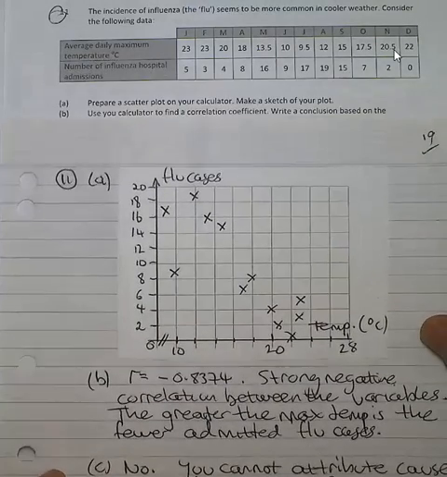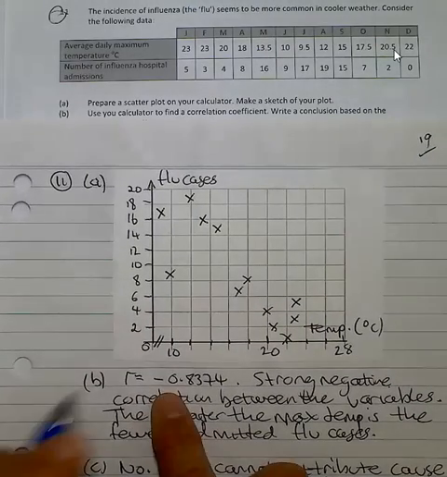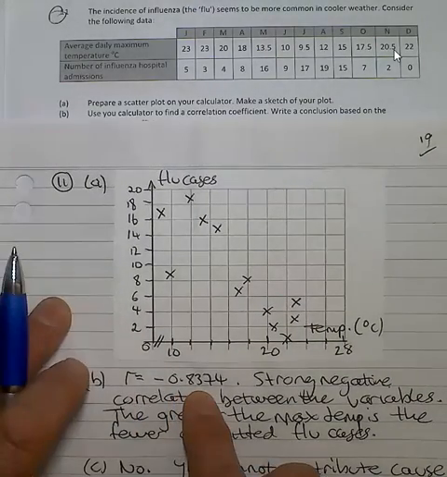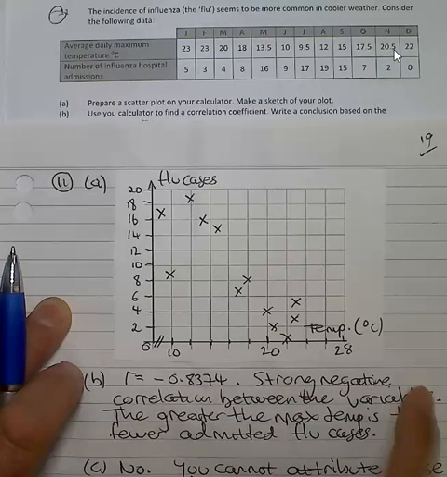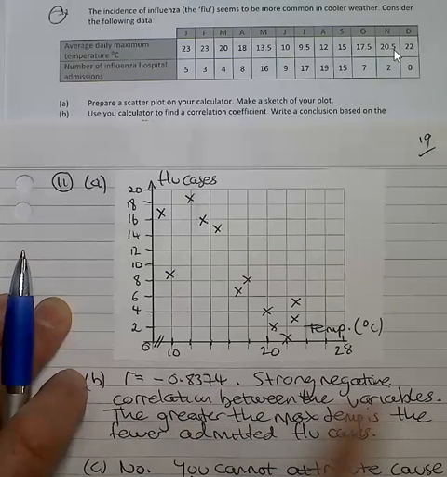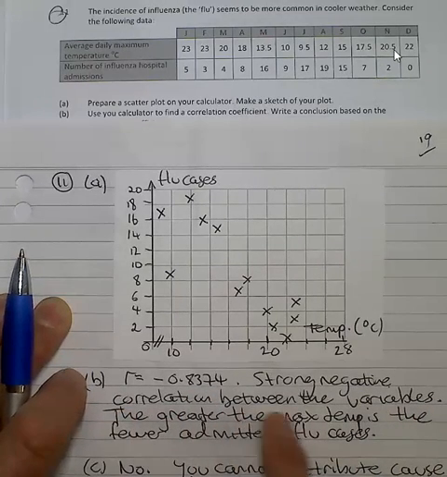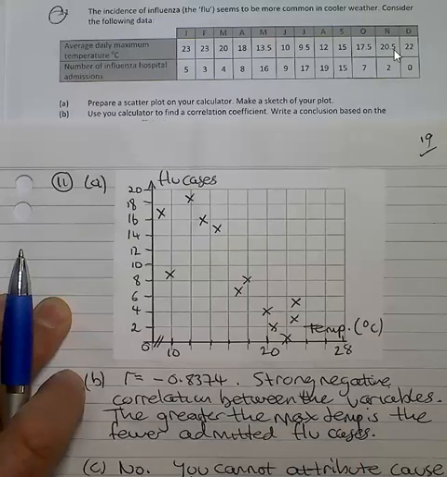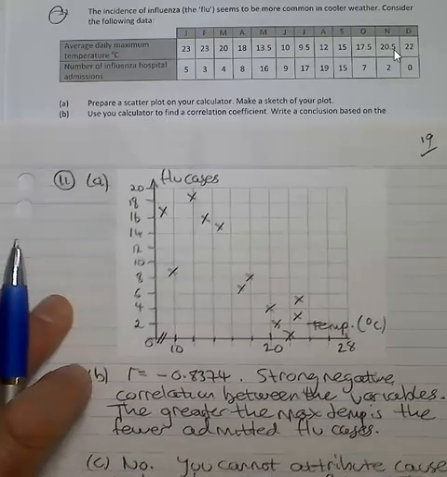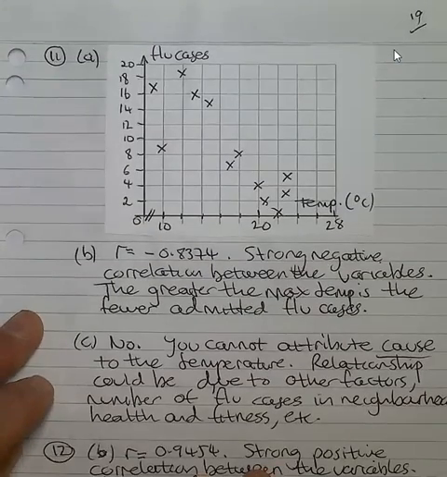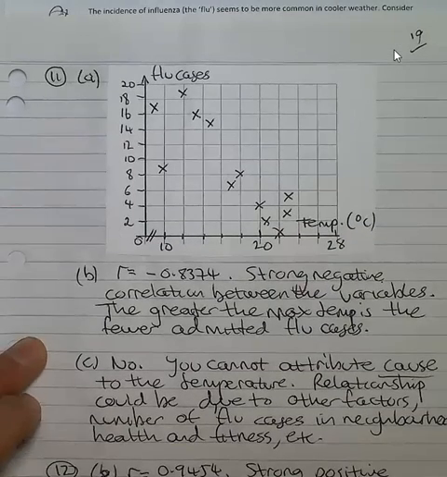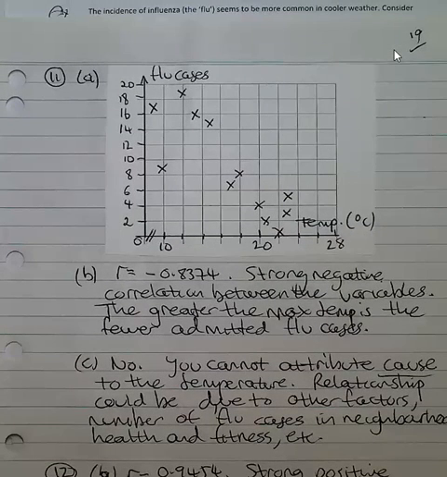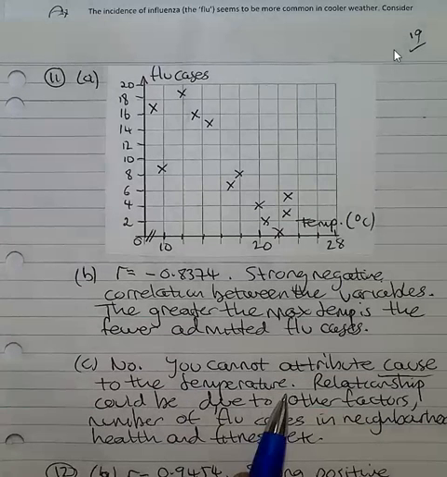So write down the strong negative correlation. So strong negative correlation between the variables. So the greater the maximum temperature is, the fewer admitted flu cases. Now, whilst there's obviously a relationship between these trends, you don't get as many people getting the flu in the middle of summer. But we can't just attribute the cause to the temperature.